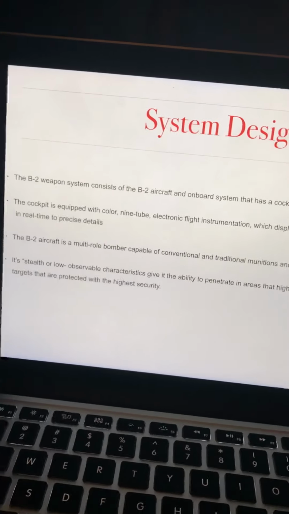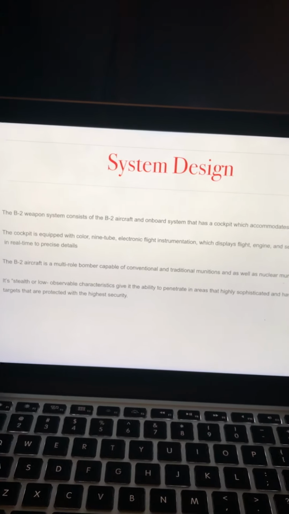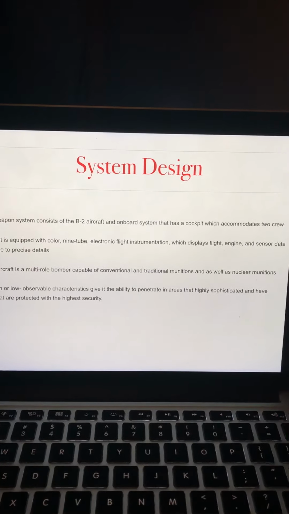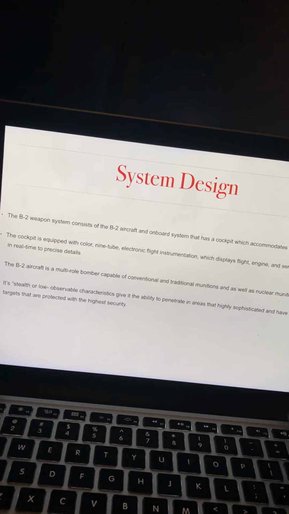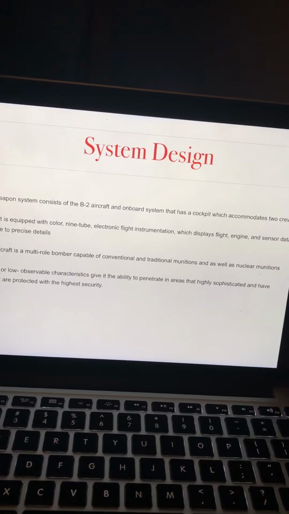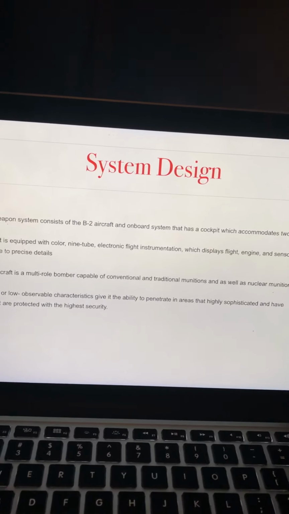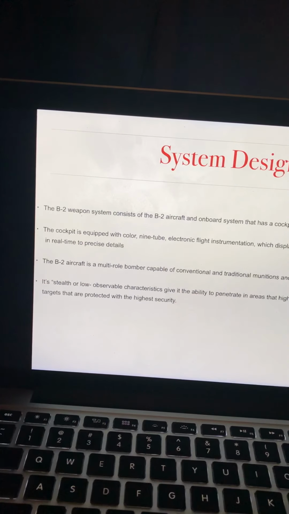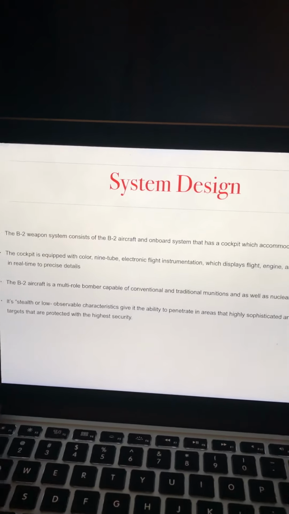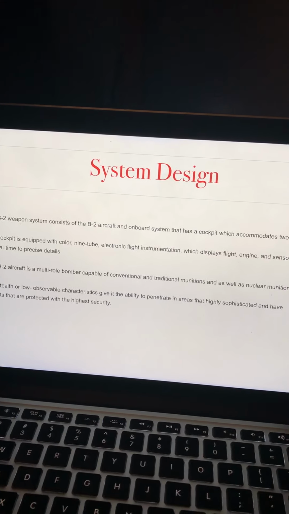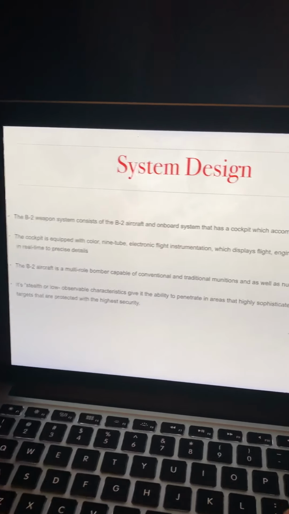accommodates 2 crew. The cockpit is equipped with color 9-tube electronic flight instrumentation, which displays flight, engine, and sensor data. And the B-2 aircraft is a multi-role bomber capable of carrying conventional and traditional munitions, as well as nuclear weapons that I just mentioned in the slide before. Its low observable characteristics give it the ability to penetrate areas that are highly sophisticated and have targets that are protected with high security.